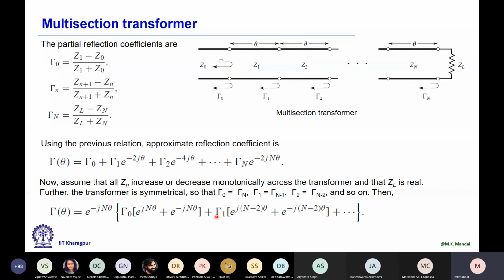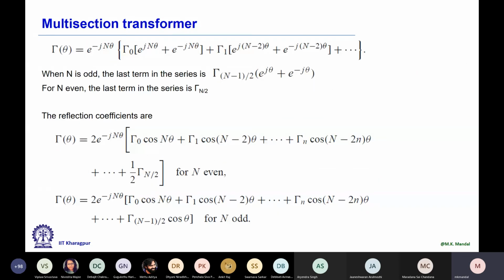But here we have a problem. If the total number of sections is even, then we can represent it like this. But if the total number of sections is odd, then for the last term we don't have any remaining term from the pair. So we have to consider these two cases separately. In one case n is odd, in another case n is even. So I am rewriting the same expression here.